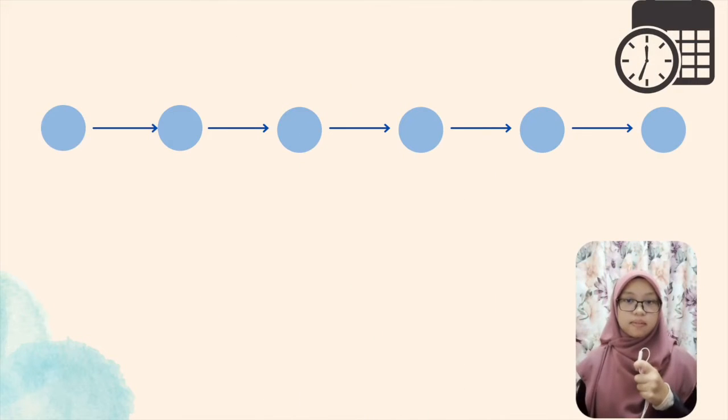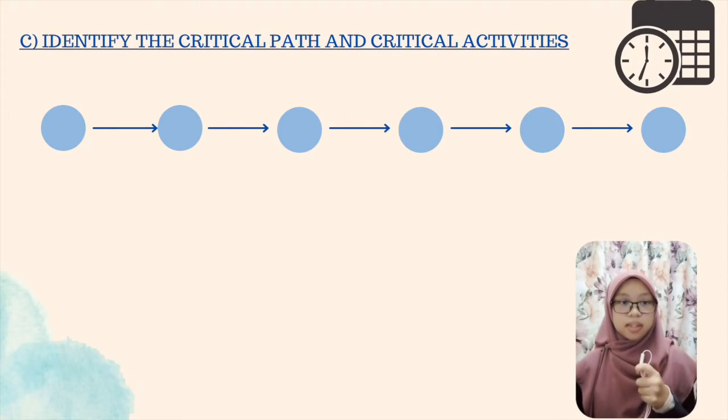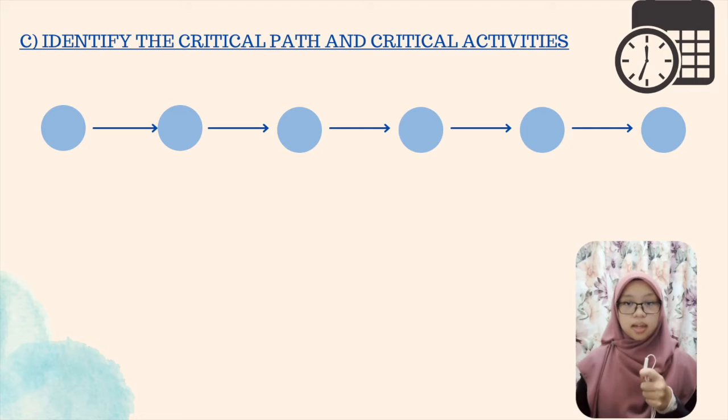Moving on is to identify the critical path and critical activities of the project. The critical path consists of a sequence of activities that begins at the start node and ends at the last node of the network. The critical path is the longest time path of the project, and all the activities on the critical path are the critical activities that must be completed according to schedule. Any delay of the critical activities will cause a delay in the overall project completion time.